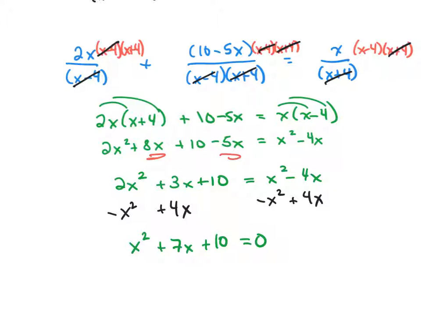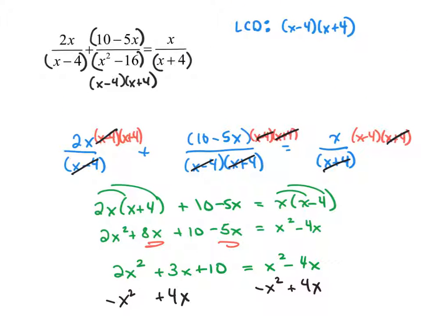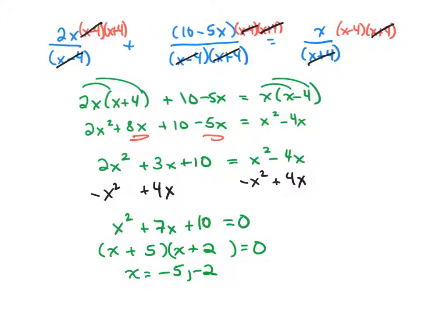Again, quadratic formula, factor it, whatever you want to do. So I will factor it: x and x, 5 and 2. So my two solutions will be negative 5 and negative 2 potentially. And if I look at all the denominators in the original, for negative 5 and negative 2, well, the only things that would make the bottom 0 would be 4 or negative 4. So these are both fine. So my solution is simply negative 5 and negative 2. So the key thing is getting that LCD to eliminate all those denominators.